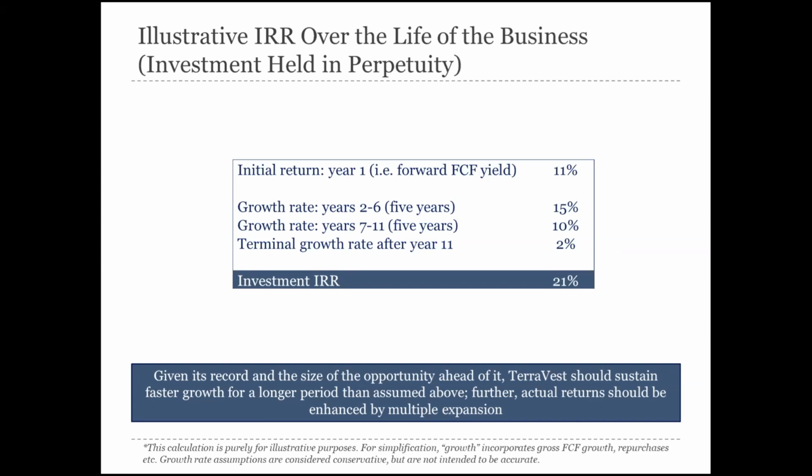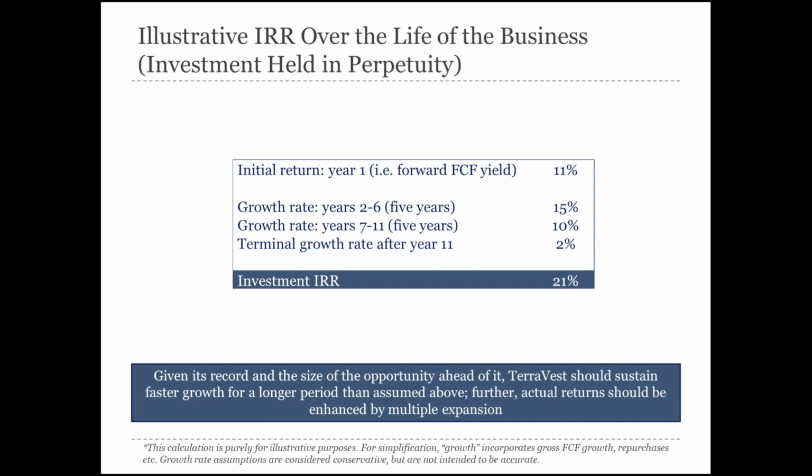So with an initial return of 11%, you'll notice that even with assumptions that I've attempted to demonstrate, and I strongly believe are fairly conservative in terms of future growth. So you could have 15% for 5 years, 10% for 5 years after that, and 2% terminal growth beyond that. Again, I think they can sustain their growth for much longer than that.